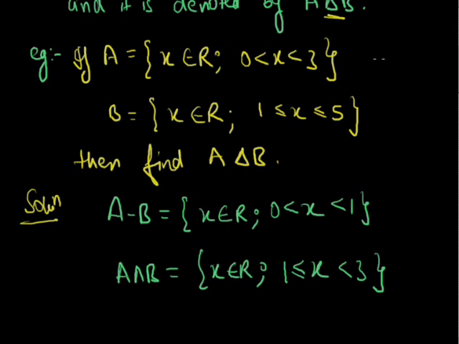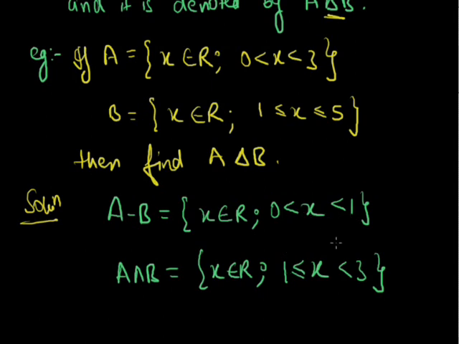So accordingly, in the case of A intersection B, x lies between 1 to 3, only 1 is inclusive. So it means we need to remove this 1 from A to get A minus B. Accordingly we will get the set A minus B. So that's why, for A minus B, we have taken x from 0 to 1.